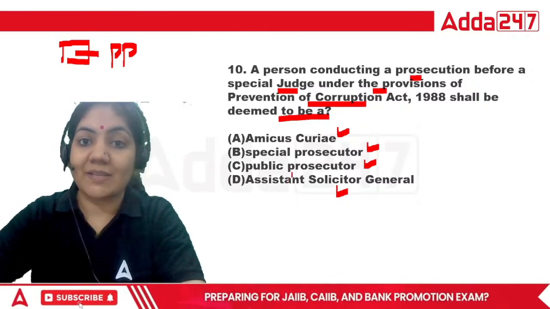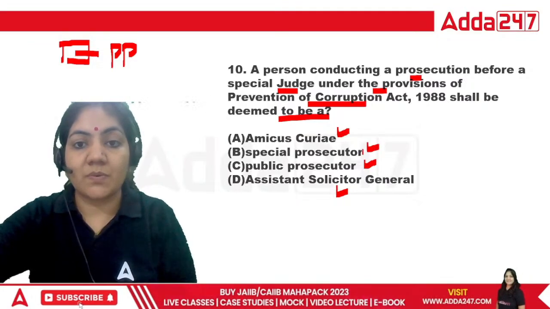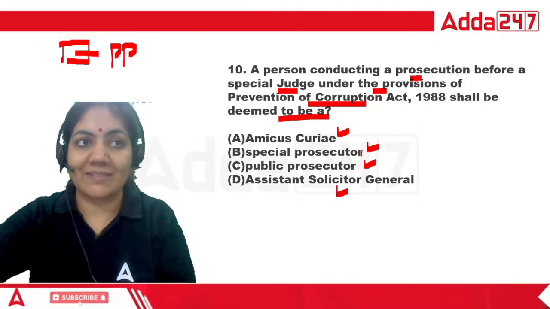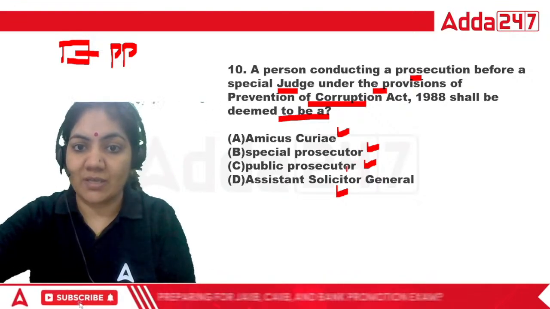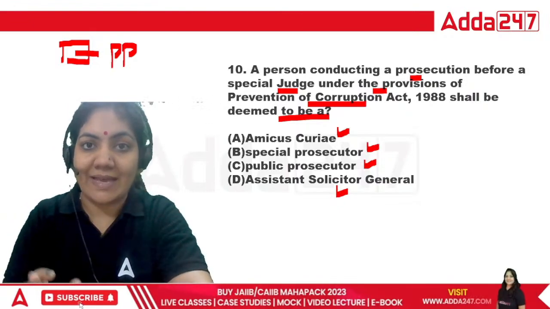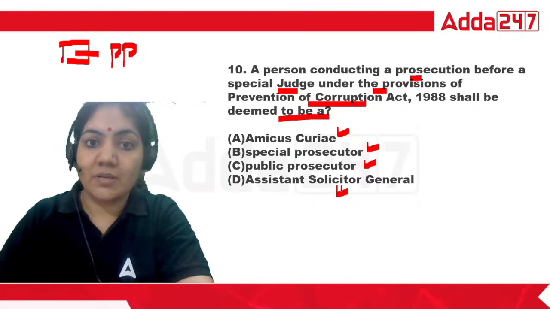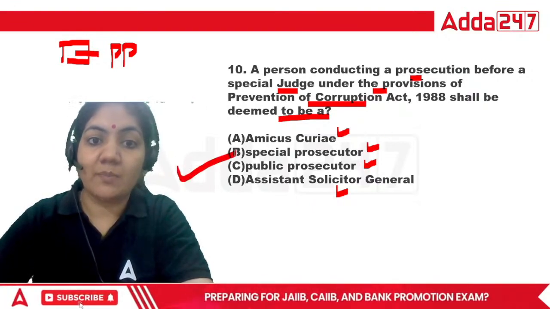Amicus curiae is basically a legal word. It means friend of court. Special prosecutor is just like, you can say, a government advocate. Public prosecutor, pure government advocate. And assistant solicitor general, that is a helper of the advocate general. So according to the 10th one, the right answer will be the public prosecutor.